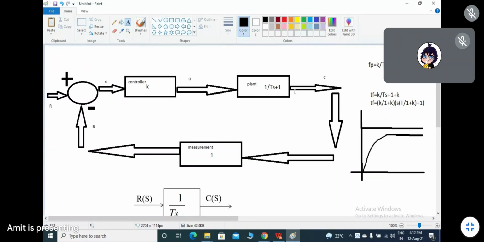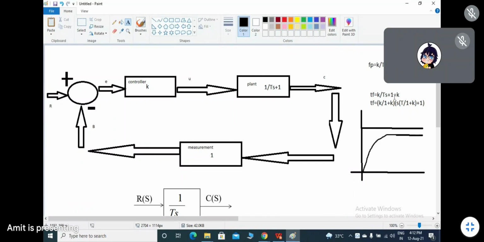Just see, you have to make it in time constant format. Suppose there is some other time constant, you have to make it 1 by tau 1 s plus 1. So the plus 1 format is there. Another format is the pole-zero concept, 1 by s plus alpha, like that. Whenever you are analyzing the gain of the system, you should convert it into time constant format.